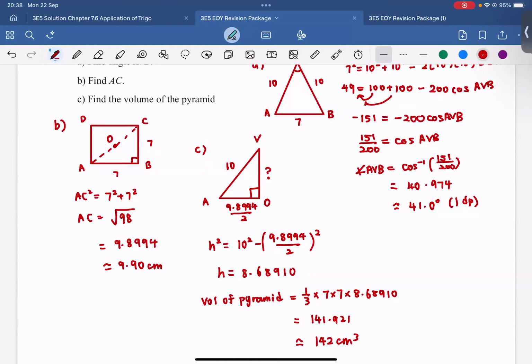So if pyramid come out, pyramid is actually one of the more difficult figures that you need to manage. Out of pyramid and cone, these two are the more difficult one.